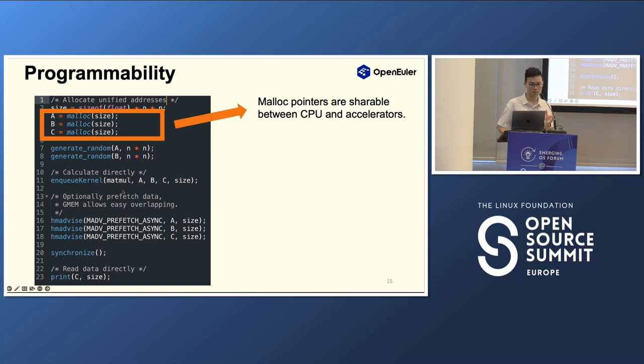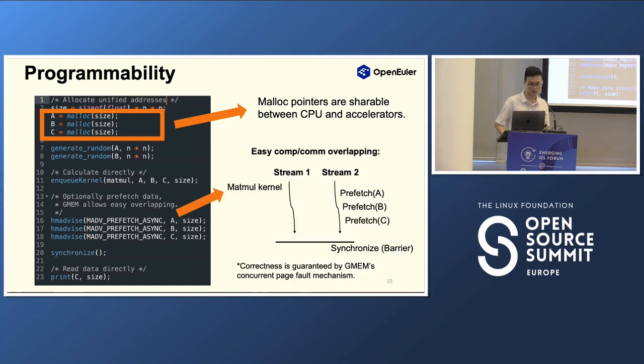There's no device-specific buffer. And after that, we also write these three HMM device calls, which is GMEM's version of user-guided memory hints, where we are trying to prefetch the three buffers asynchronously to the accelerators. If you have written any CUDA code, you may understand that launching an accelerator's kernel is non-blocking when you write the CPU code. So when you enqueue the matrix multiplication kernel, it will return before the execution finishes. It returns only when the task is submitted and is now executing in parallel.